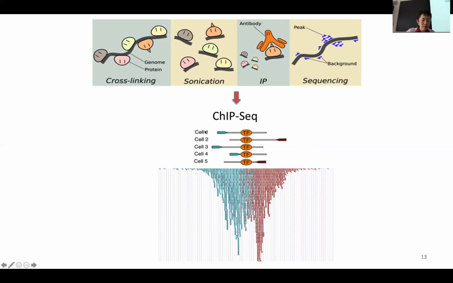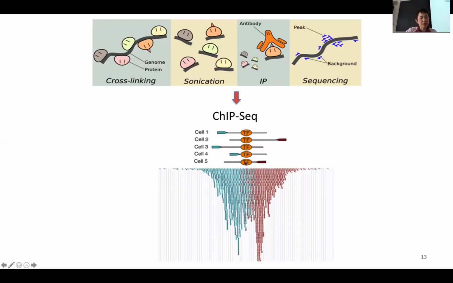So this is what the signal looks like. Because in different cells, as you use the sonic wave to break up the DNA, supposedly this is one region where there is a transcription factor motif and the transcription factor is binding to this location.